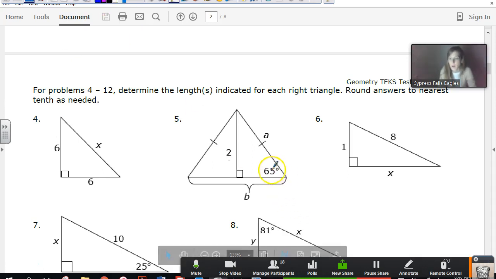Okay, so number 5, if we were going to look at part B real quick, we can either take our answer that we got for A and use Pythagorean theorem and double it, or we can do trig again. What function would this be, guys, if we needed to use the 2 and we needed to use the 65?